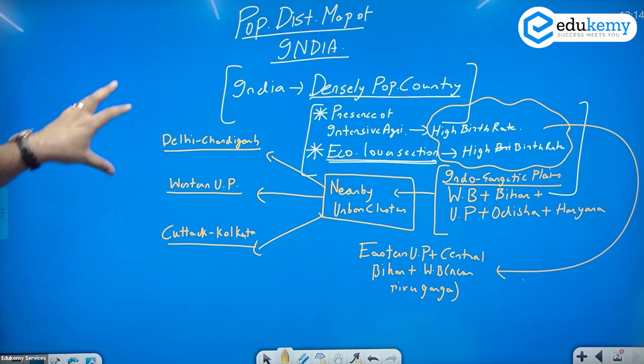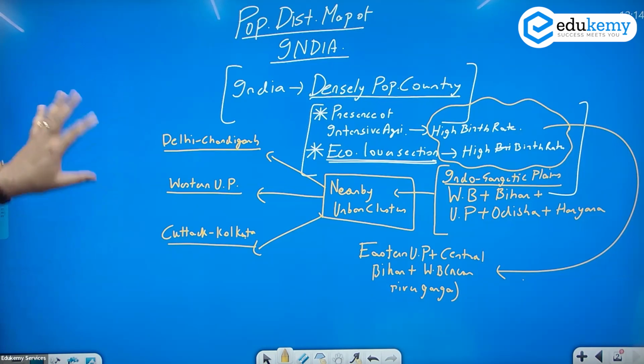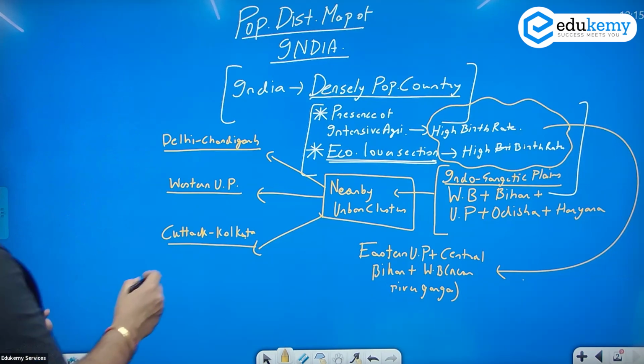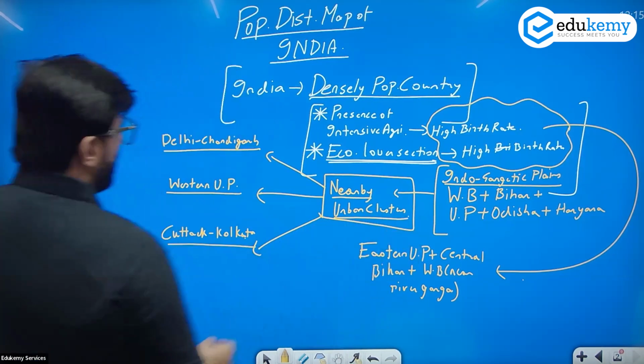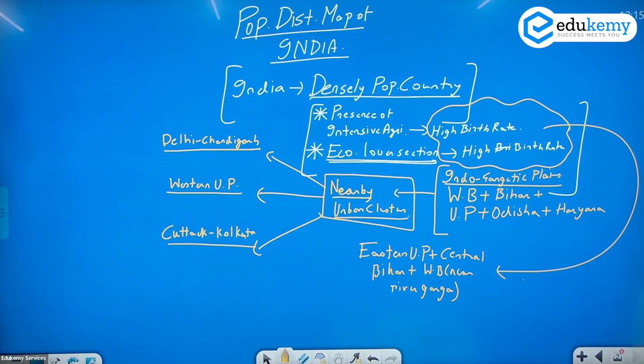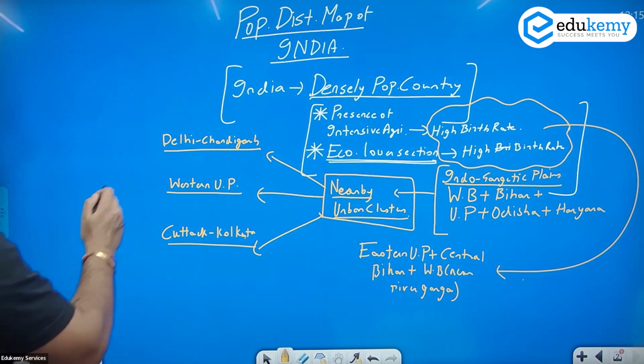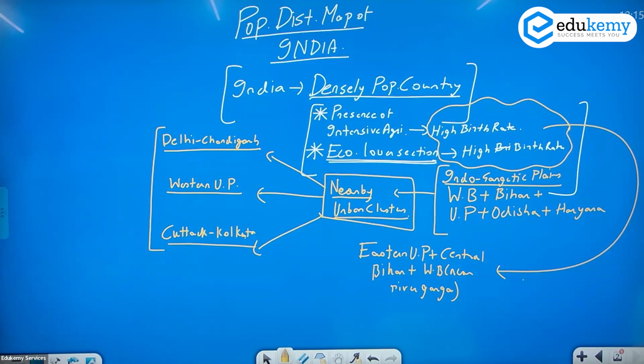So the first thing that we need to understand is that the birth rates are high, specifically in the region of Indo-Gangetic Plains, due to intensive agriculture and presence of the lower section of the economy. Now, these people who are born in this region, most of them have migrated to the nearby urban clusters. And since they have migrated, the urban clusters of Delhi-Chandigarh, Western UP, and Cuttack-Kolkata are relatively having a high population density.